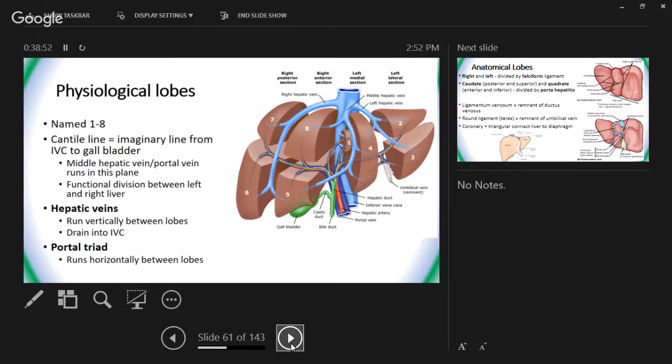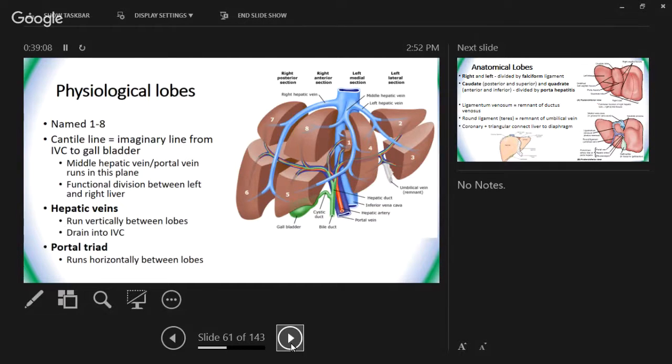As we looked at that question before, we have hepatic veins, which run vertically, and drain the liver. We've got the portal veins which run horizontally between lobes. Does that make sense?